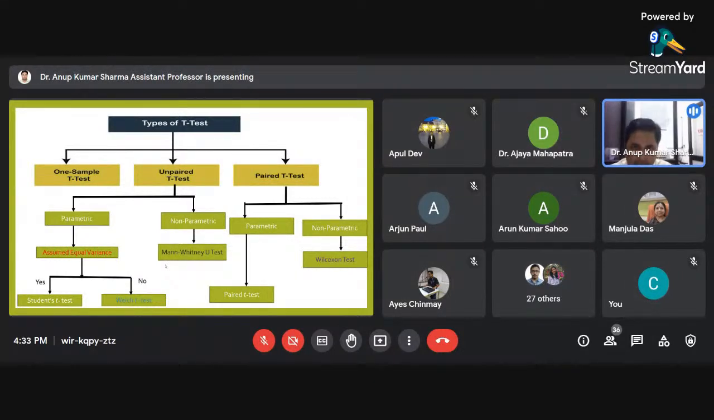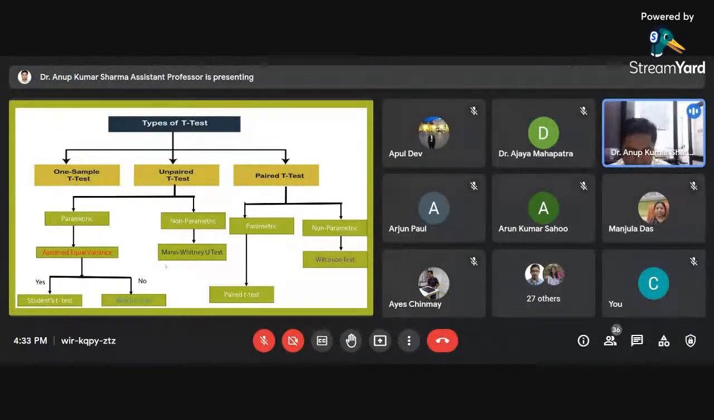One sample is clear. Unpaired t-test means the two samples are independent. Independent means unpaired data, for example when we compare the IQ level of female and male students. So these are independent. For the unpaired samples we conduct the non-parametric or parametric test. This is for unpaired two samples.